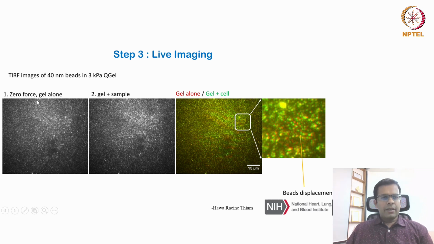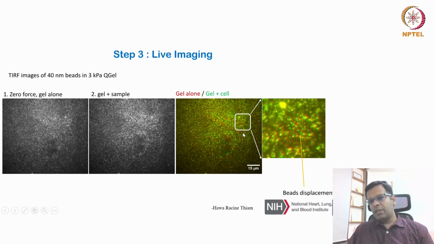So how does it look? See, this is a zero force gel image. Whatever spots you are seeing are the positions of the fiducial markers, the pillars. Then you put the cell here, and the cells will displace the positions of the fiducial markers. So these pillars will move either to the left or the right or up or down. That image will be acquired in another color. Sorry, the red color is given to the gel alone and the green color is gel plus cell. And then you see the merged image.